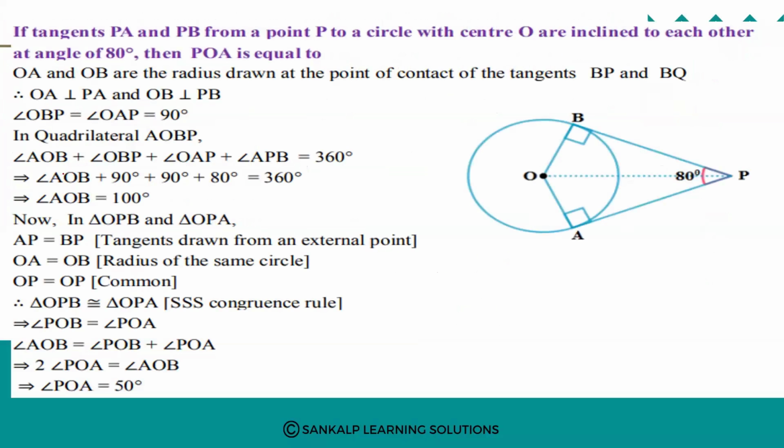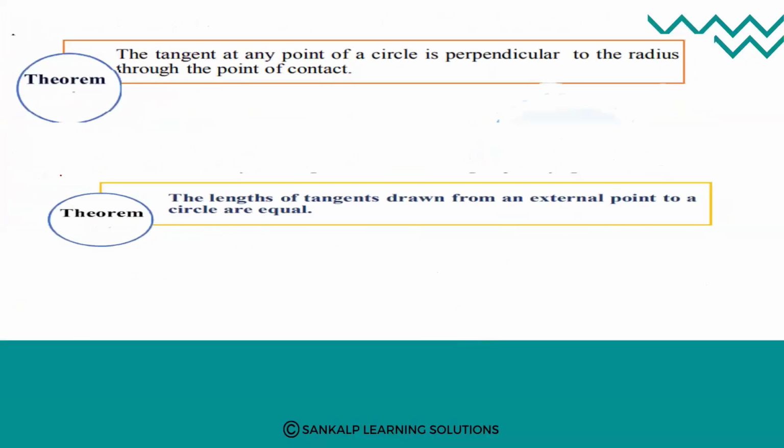Next one. Another two important theorems are there. That is, the tangent at any point of a circle is perpendicular to the radius through the point of contact. The lengths of the tangents drawn from an external point to a circle are equal.